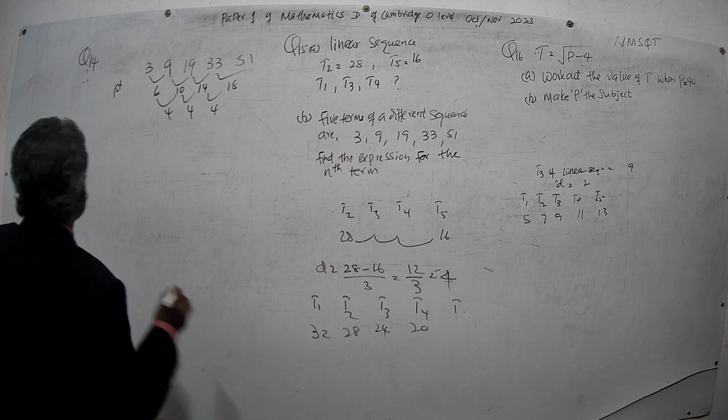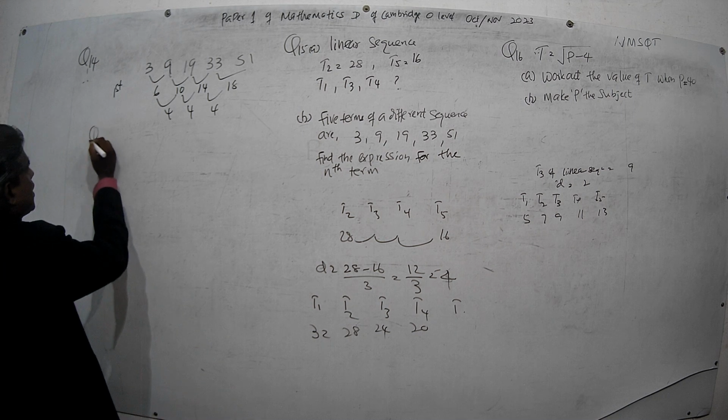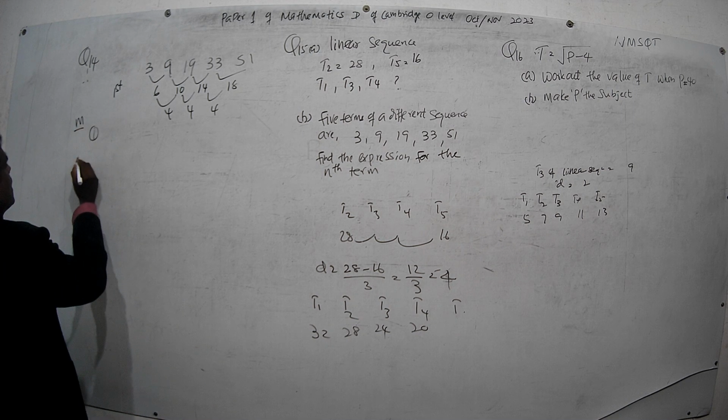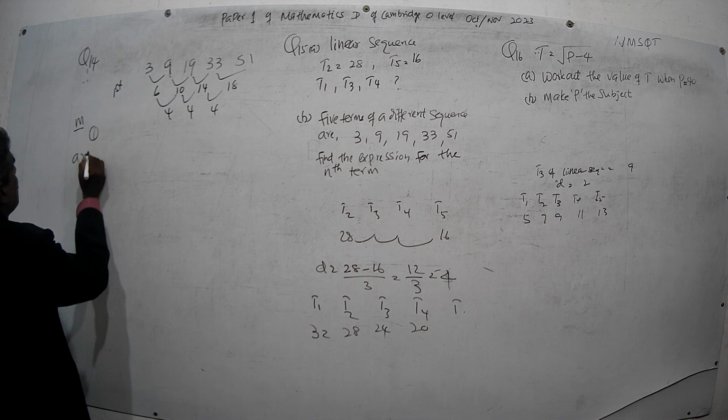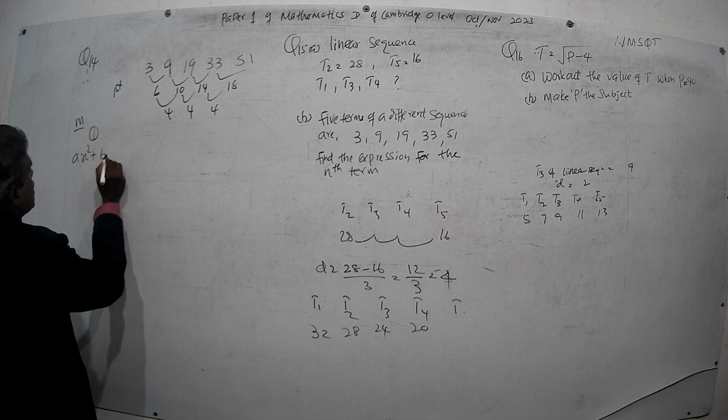Now, if it's a quadratic sequence, we can apply one of two methods. Method 1: use this common format, ax squared plus bx plus c.